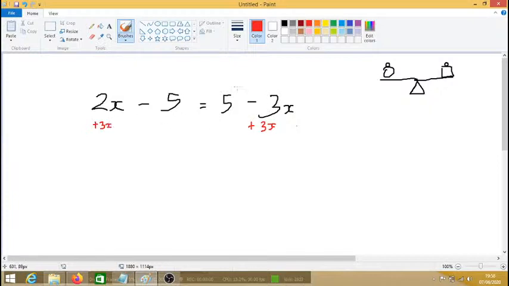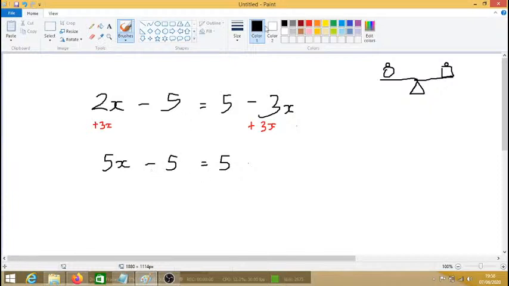So minus 3x plus the 3x on both sides. On the right hand side we'll just end up with 5 minus 3x plus 3x, which becomes nothing, so I'll just put a dot there. On the left hand side, 2x goes up to 5x, and we've got minus 5 untouched. Pretty good. 5x, 5 times something minus 5 is 5.